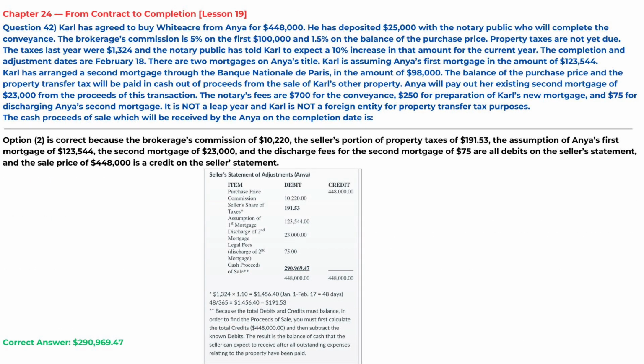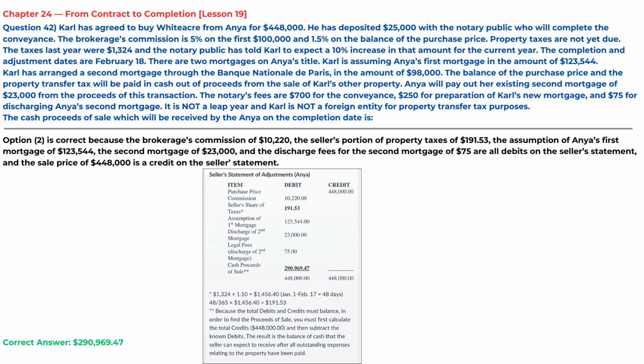Question 42. Carl has agreed to buy White Acre from Anya for $448,000. He has deposited $25,000 with the notary public who will complete the conveyance. The brokerage's commission is 5% on the first $100,000 and 1.5% on the balance of the purchase price. Property taxes are not yet due. The taxes last due were $1,324, and the notary public has told Carl to expect a 10% increase in that amount for the current year. The completion and adjustment dates are February 18th.